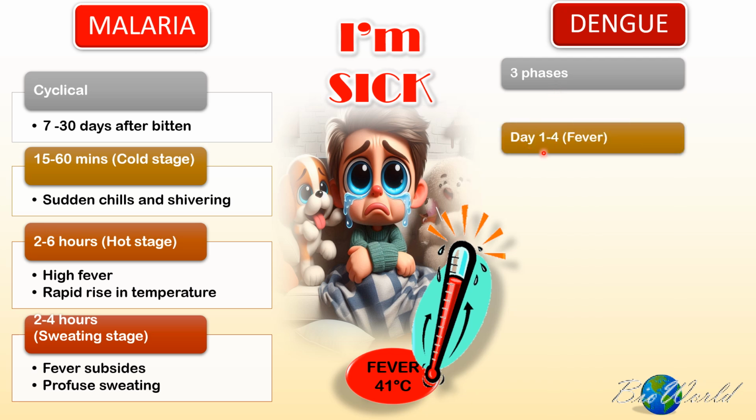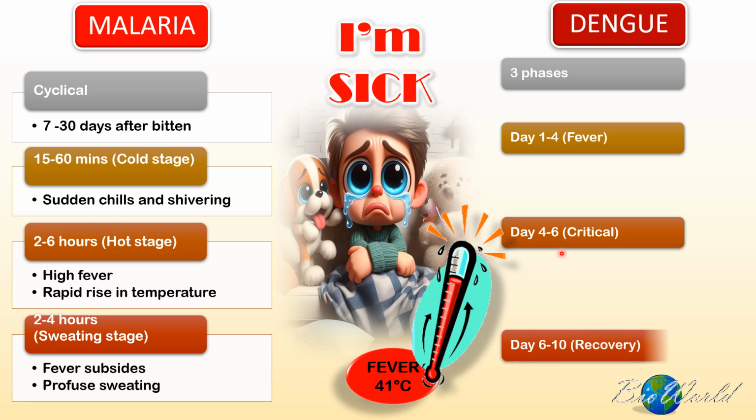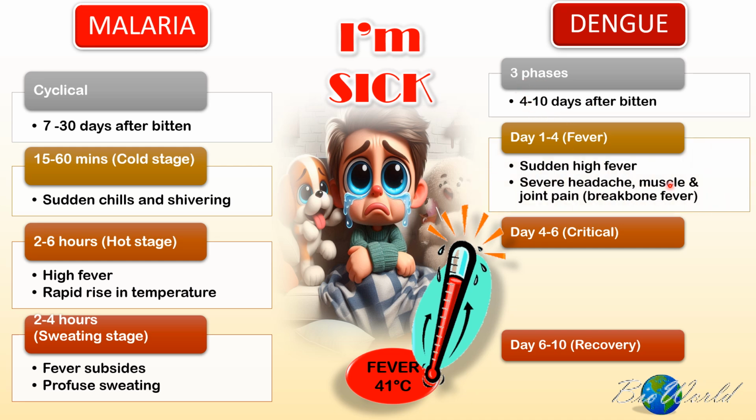For the first 4 days, the patient will suffer the fever. Then the next 2 days are the most critical. And finally, for the balance of 4 days, the patient will be able to recover, on the condition that the patient has a strong immune system. Now, the fever will appear much earlier, between 4 to 10 days after being bitten by an infected female Aedes mosquito. So say 1 week later, the fever starts to appear for about 4 days.